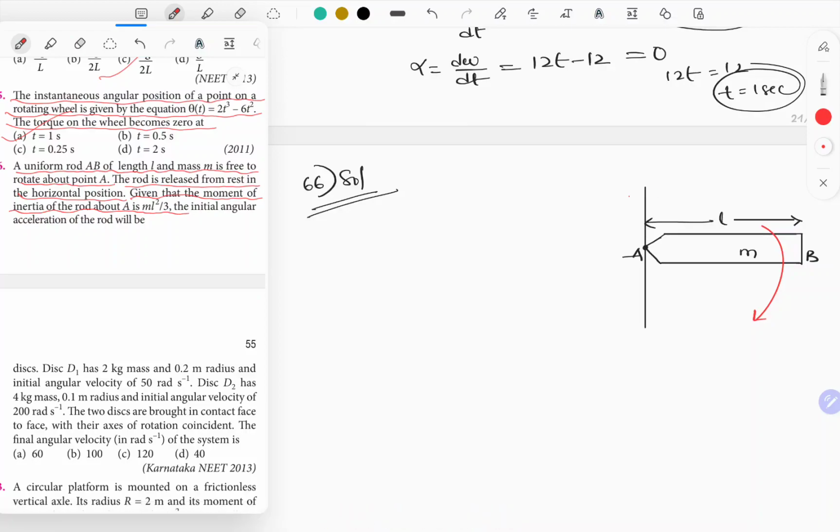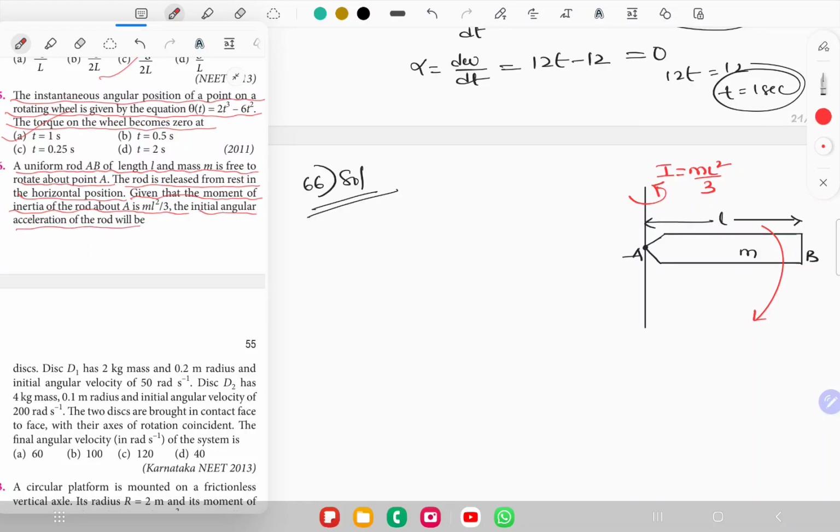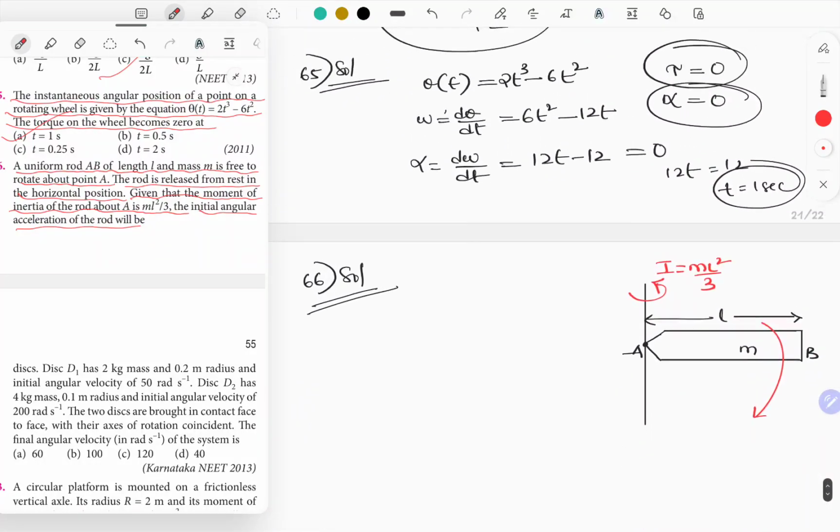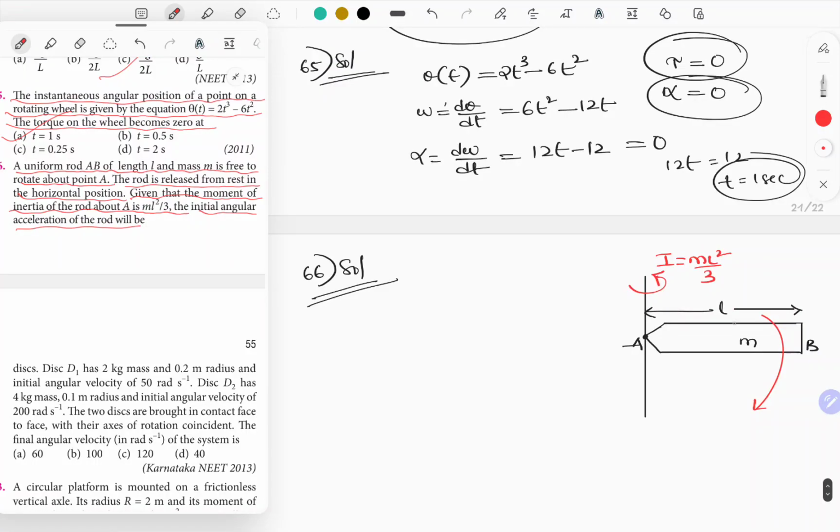Super. So moment of inertia about this point is also given, that is ml square by 3. Amazing. The initial angular acceleration of the rod will be same. Question number 64 and question number 65 are similar. The weight of this body is going to act from its center of mass, which is mg. Distance of the point which is fixed to center of mass is L by 2.